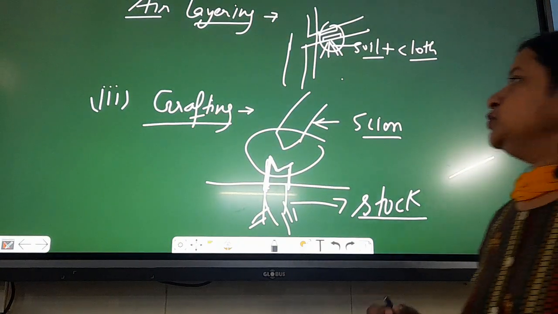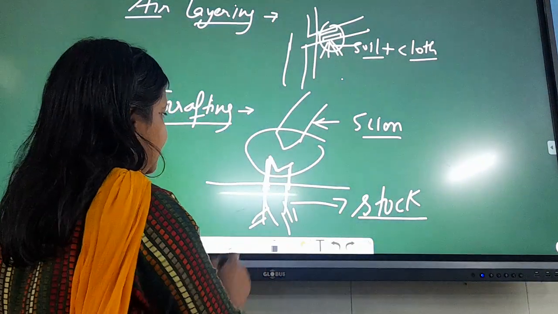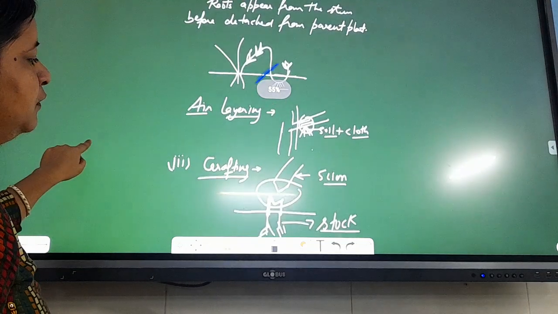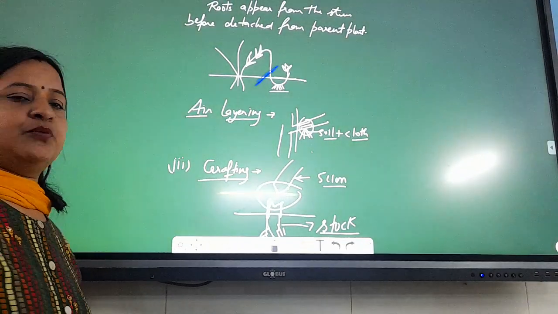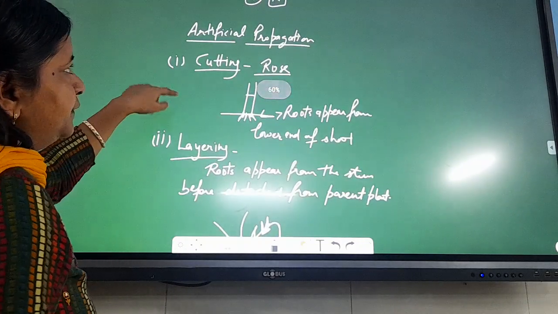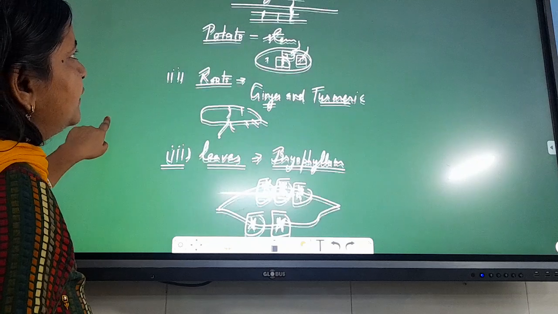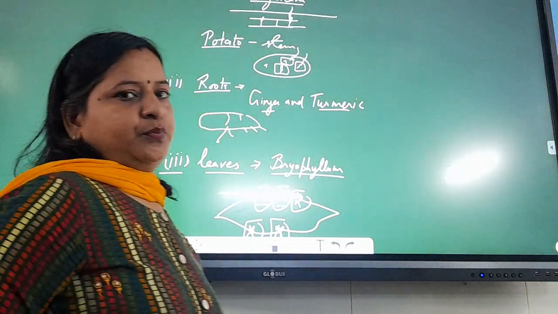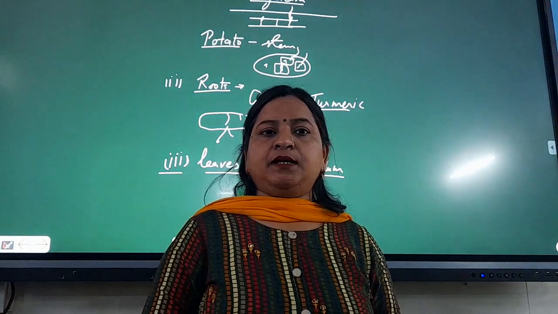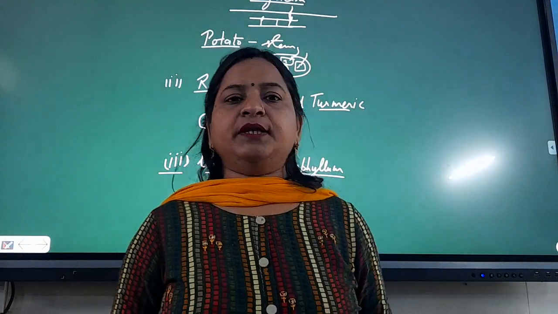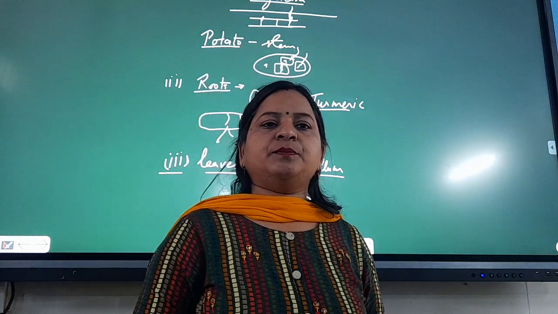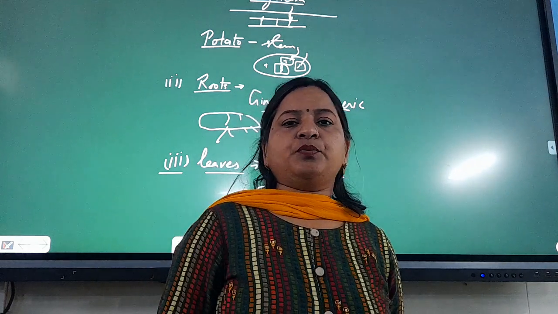At last, these are the artificial methods of vegetative propagation, meaning layering, grafting and cutting. And before that we have done the natural methods of vegetative propagation. So overall you know what vegetative propagation is. If you grow a plant from stem, roots or leaves, except seeds, you can grow a plant from the other parts of the plant. So this is called vegetative propagation.